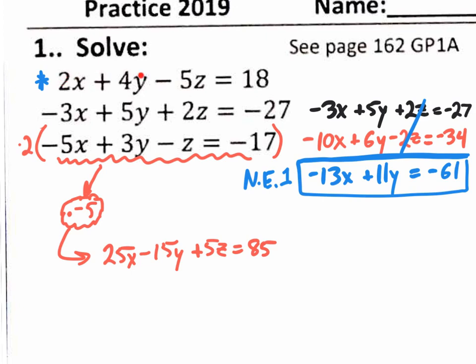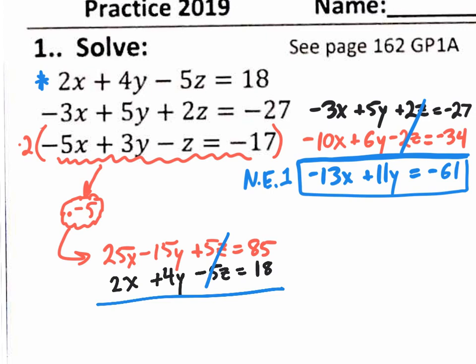We're going to now combine it with the one we have not used. That way the z's will cancel out. So let me rewrite this top one right below. Here we go. 2x plus 4y minus 5z equals 18. And now we're able to combine the lines, get the z's to eliminate.